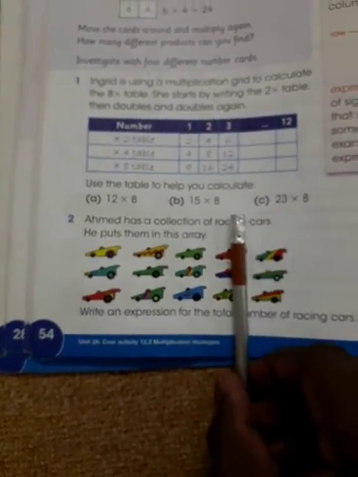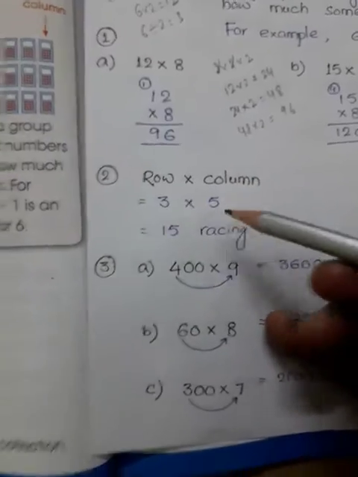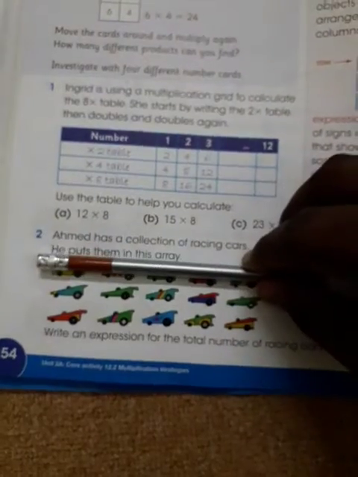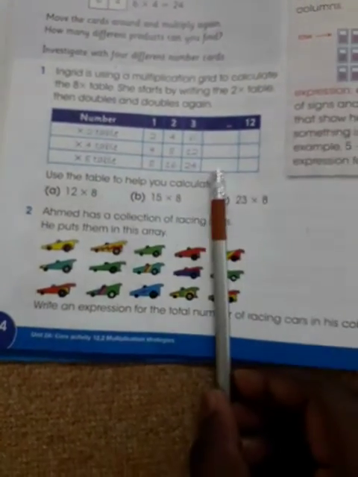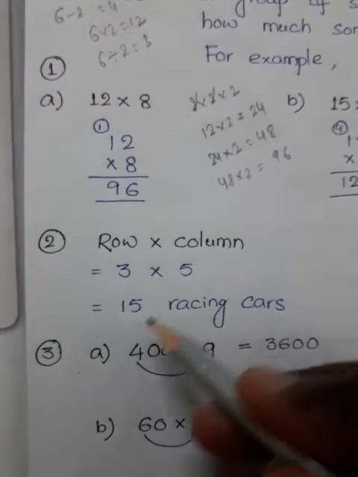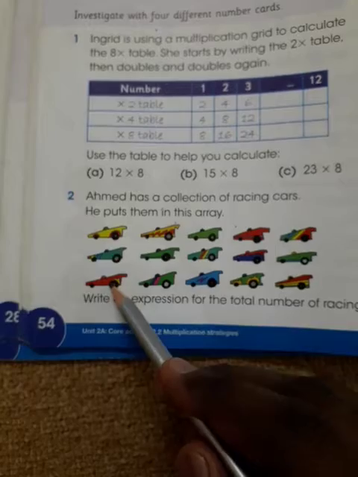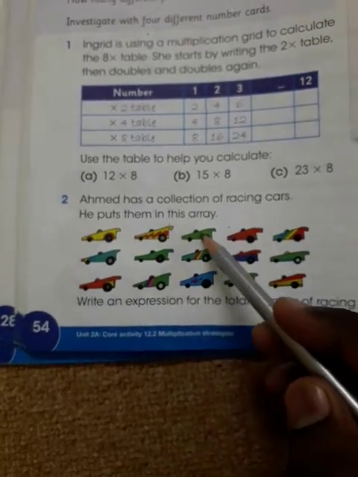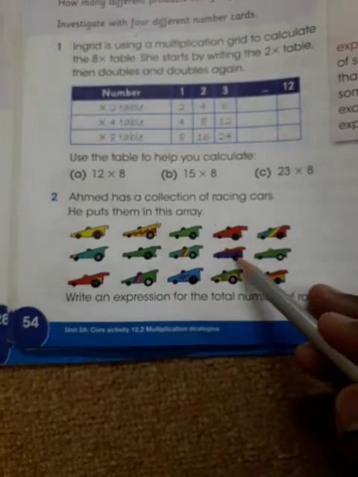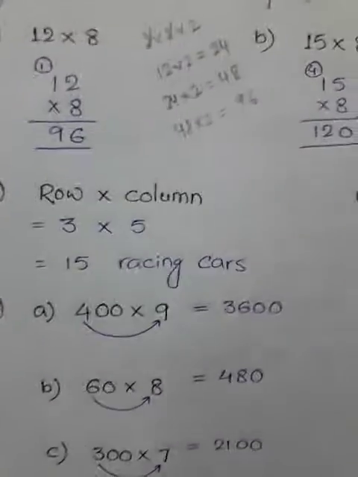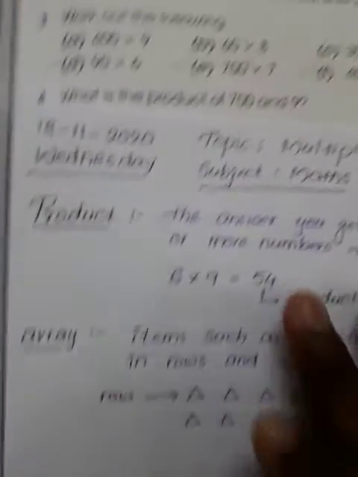How many columns are there? 1, 2, 3, 4, 5. 5 columns. So remember, row means horizontally, and column means vertically. Okay. So there are 3 rows and 5 columns. So 3 times 5 is 15 racing cars. If you calculate the total, it should be 15: 1, 2, 3, 4, 5, 6, 7, 8, 9, 10, 11, 12, 13, 14, 15. Okay, 15 racing cars.